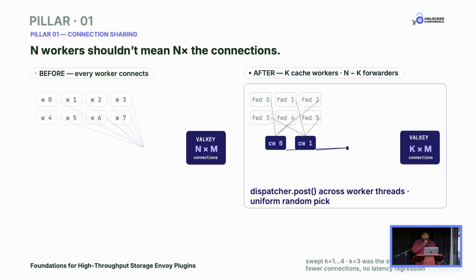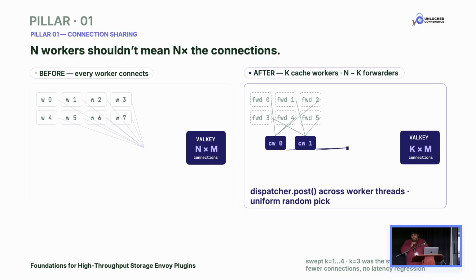So how did we solve this? We built something called connection subsetting or sharing, where we choose a few cache worker threads as the cache owner threads, and the rest of the worker threads as forwarders, and we do thread hopping. When a request lands on a worker thread which is a forwarder, we forward it to a cache worker using Envoy's dispatcher, and once the cache worker does it, the callback is executed back on the original worker. So that's the thread hopping we do.